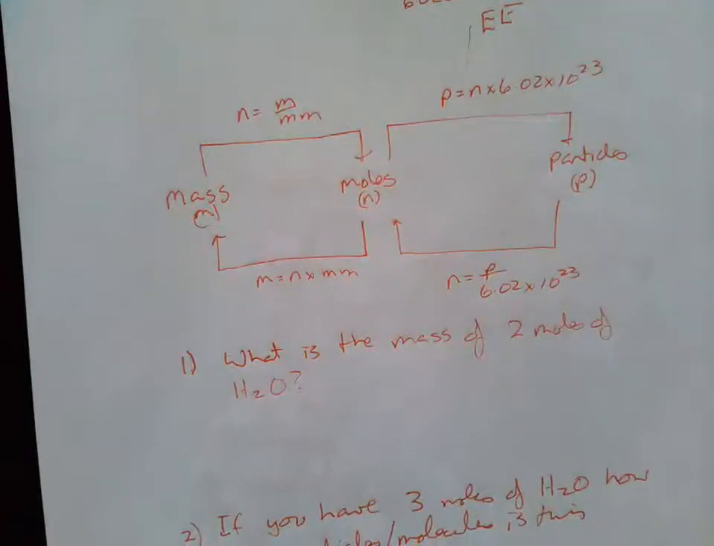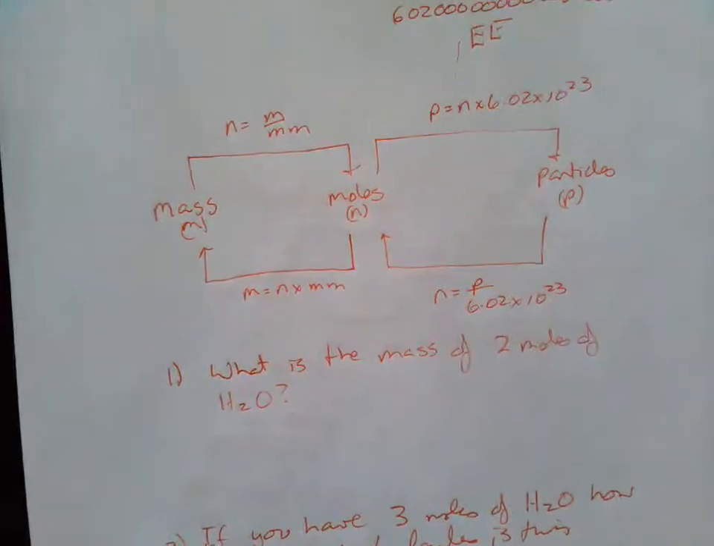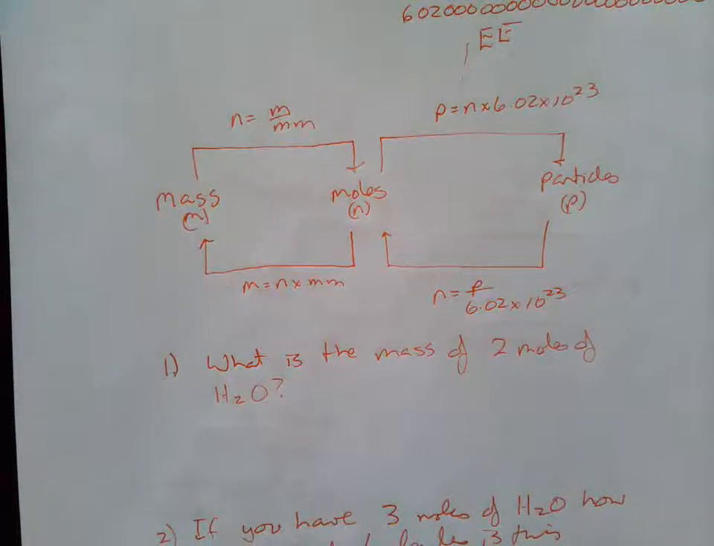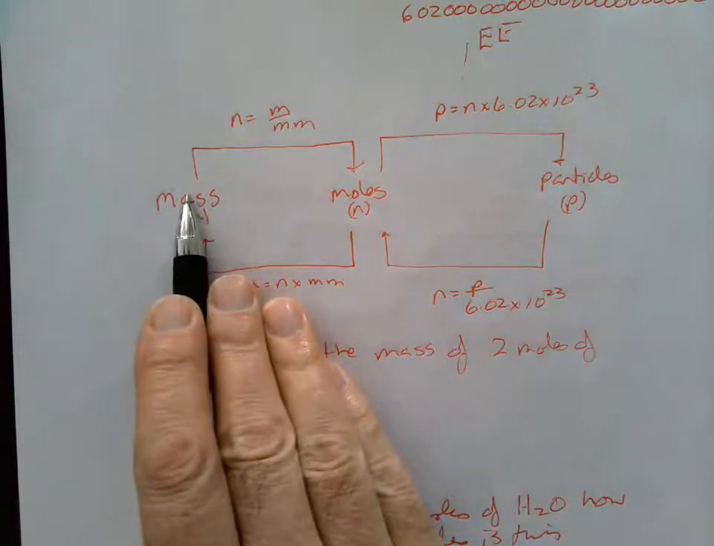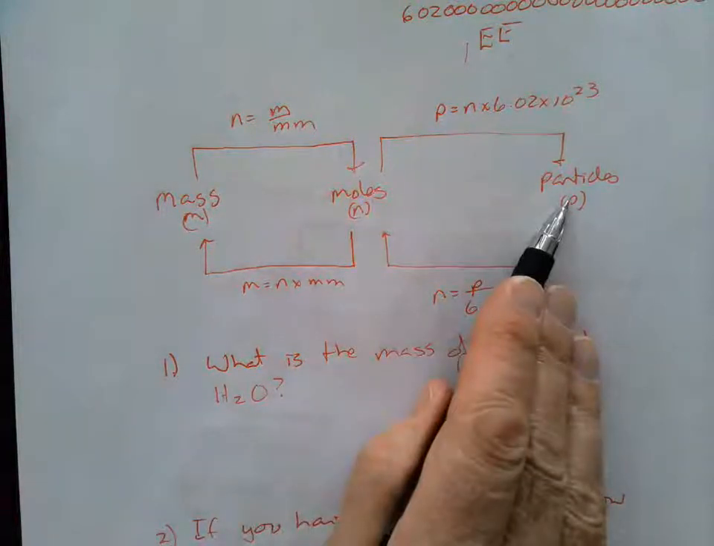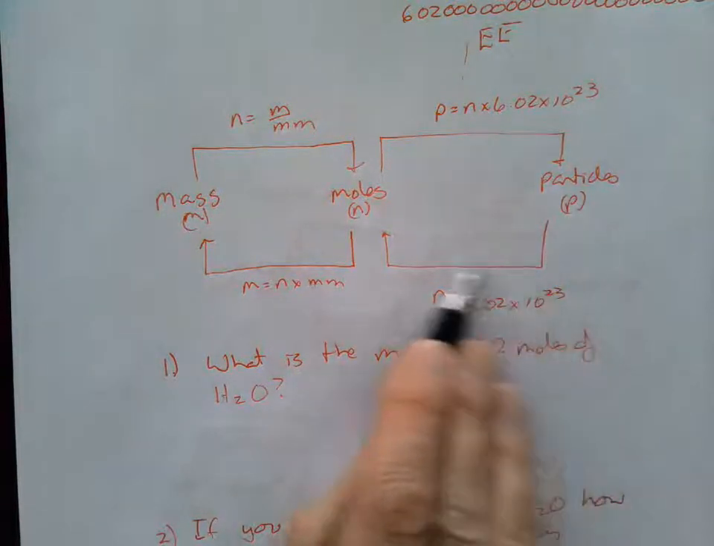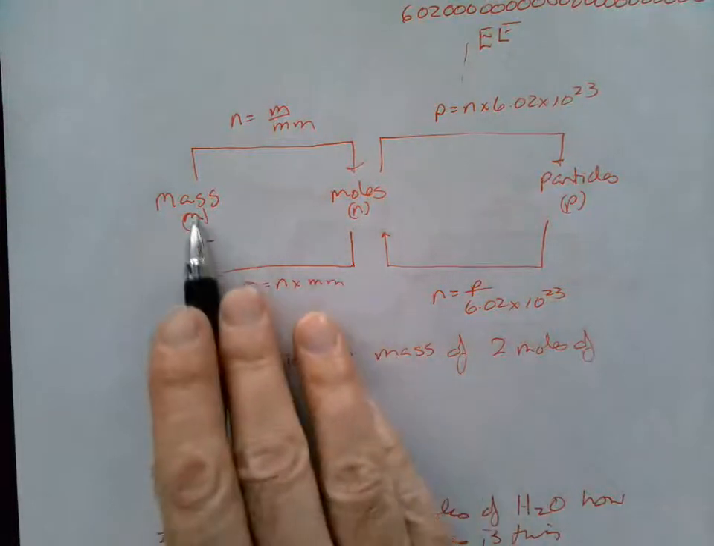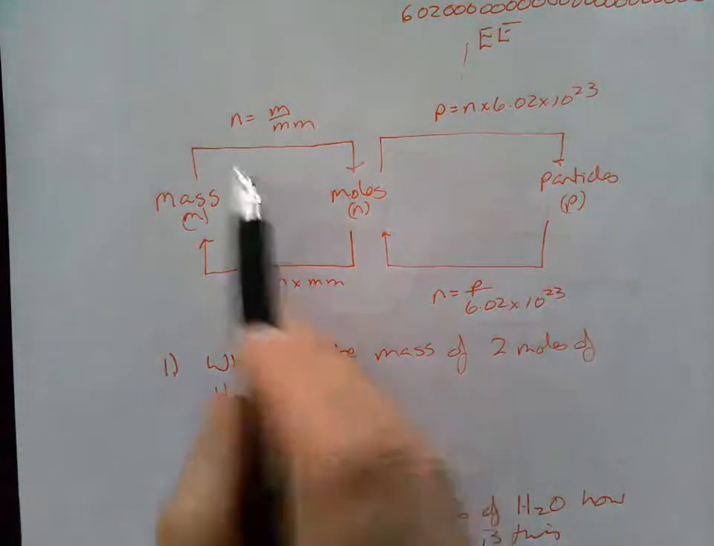Okay, here we go. We're going to do some calculations. So the great thing about this is it gives us a lot of versatility. We can take a mass that's given to us and convert it into moles. We can convert moles into the number of particles, and then we can go backwards from particles to moles or moles to mass. Here are your formulas.